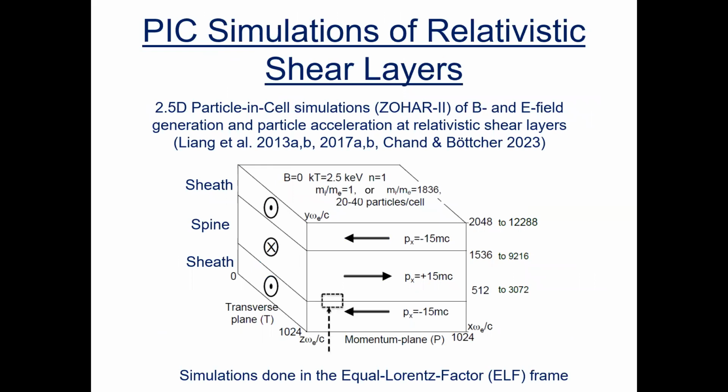So there I've been involved in a few works, especially with my former postdoc supervisor, Edison Liang, at Rice University in Houston. So doing big simulations of these shear layers with the fast spine here going to the right, the slow sheath to the left, putting the whole thing into an equal Lorentz factor frame. So a moving frame in which spine and sheath are going with the same Lorentz factor in opposite directions.